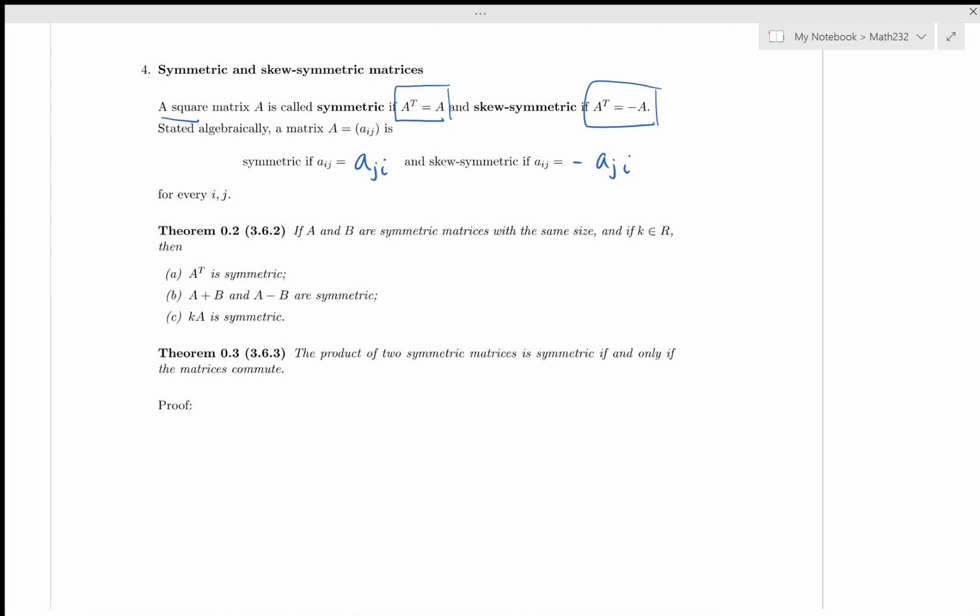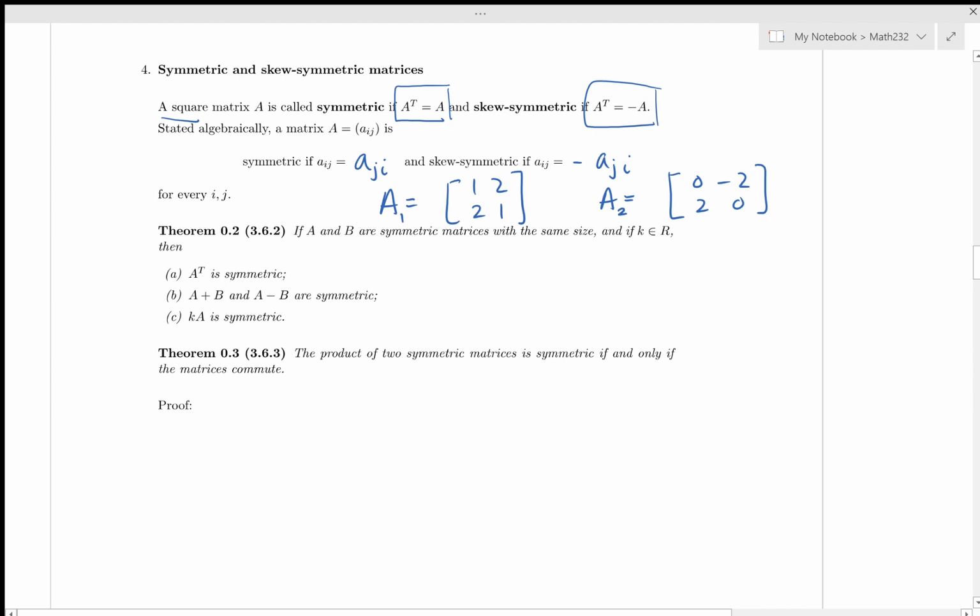Okay, so let's give a couple of examples here. A 2 by 2 example. Here's a matrix, A1, and that matrix is symmetric. You can see that if I take the transpose, I will get exactly that back. And here's one that is skew-symmetric, A2. That's going to look like this. If I take the transpose and then I take the negative, I will be back to where I started.